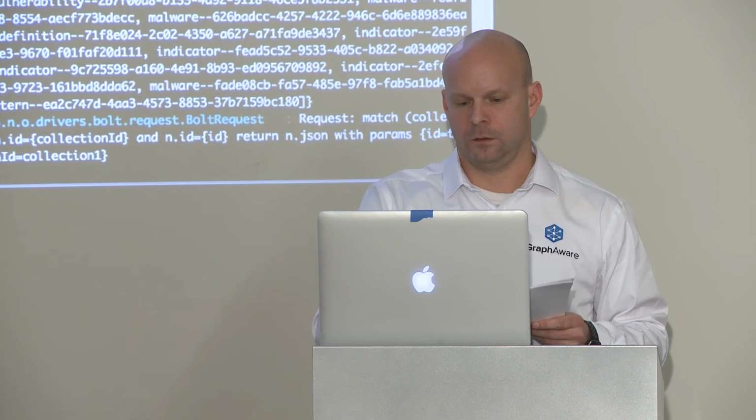So because we know that the GraphAware Cyber Threat server is under the covers powered by Neo4j, let's go ahead and take a look at the Neo4j console and actually see what happened with that STIX JSON data when it was put into Neo4j. So we're going to issue a very simple Cypher statement.